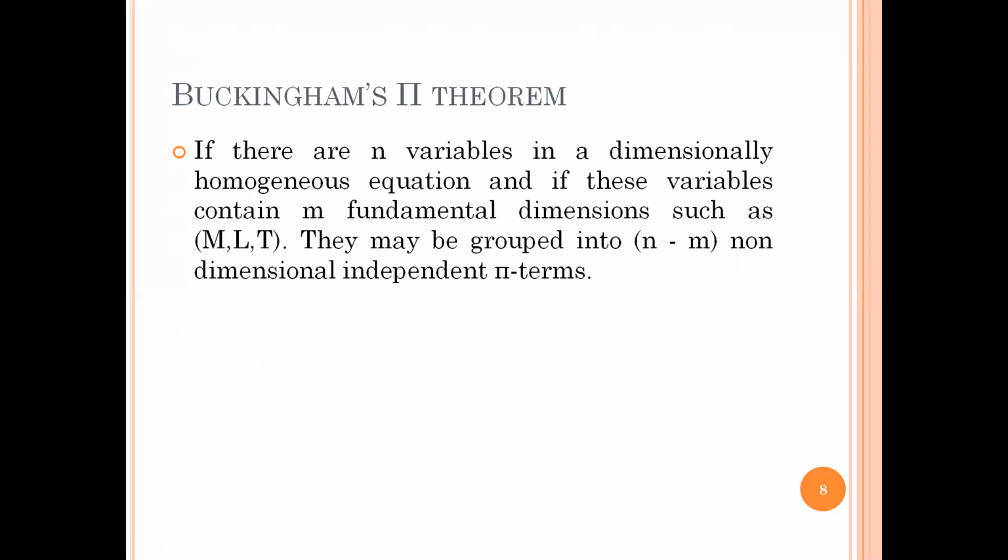I've not told the steps, only the explanation. When I do the problem, it will be clear. If there are n variables in a dimensionally homogeneous equation, and if these variables contain m fundamental dimensions. Generally most of the time we'll be dealing with M, L, and T, so my small m value is mostly 3. They may be grouped into n minus m non-dimensional independent pi terms, and then we'll be finding what my pi term is.